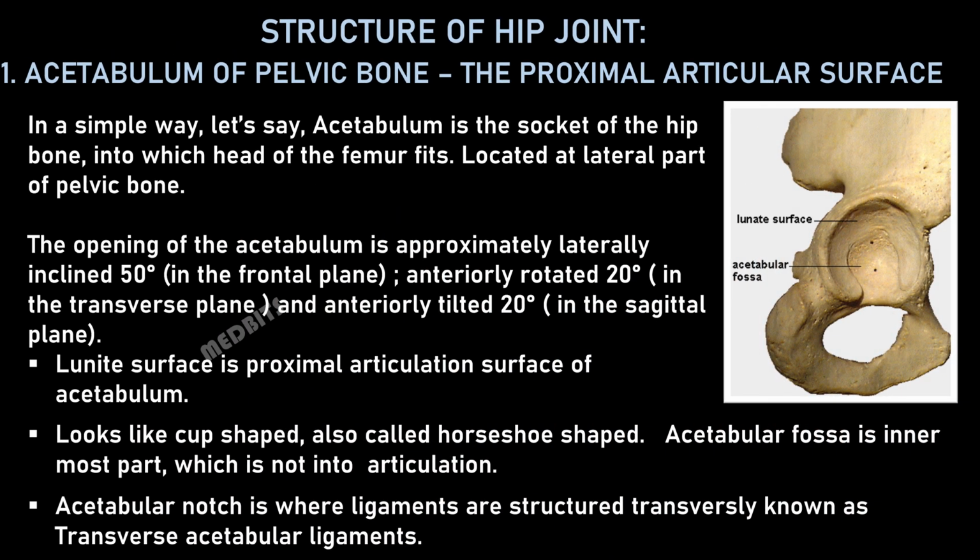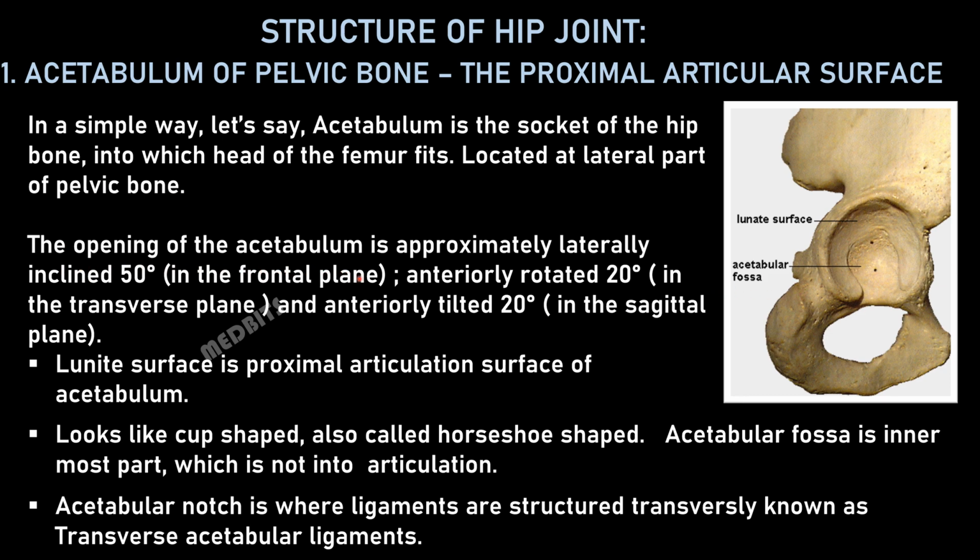Coming to the details now, let's start with the first point, which is the acetabulum of the pelvic bone. This is a very important bone when it comes to the hip joint. It actually sockets the head of the femur and holds it up. In a simple way, the acetabulum is a socket of the hip bone into which the head of the femur fits, located at the lateral part of the pelvic bone. It will be tilted to the lateral side.